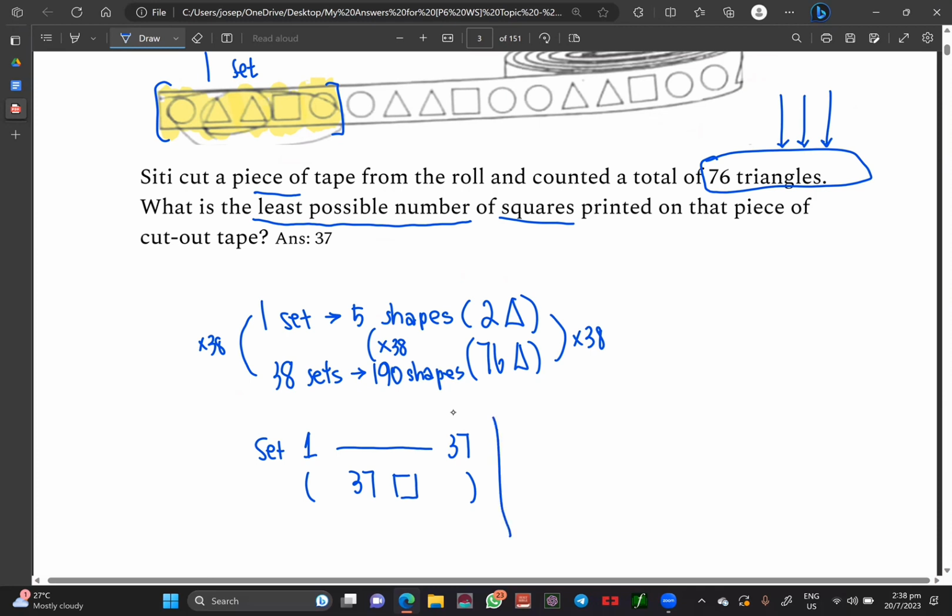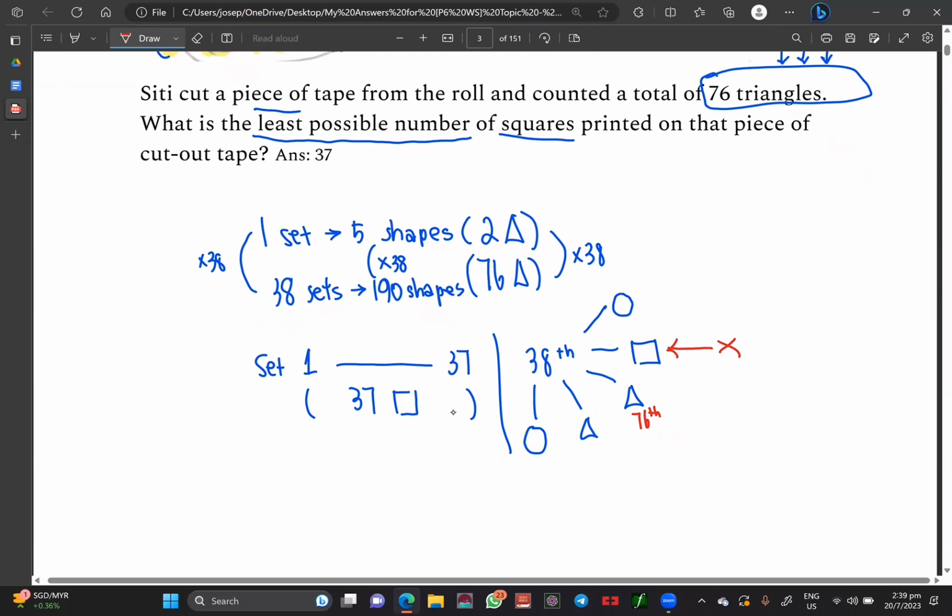Agree? Now, for the 38th set, I will have 5 shapes, which will be circle, triangle, triangle, square, circle. The question is asking you for the least, the lowest. Now, let me ask you a question. Do you need to have this square to have 76 triangles? No, because your 76th triangle is actually over here. Can you see that? So we actually don't need this at all. That is the reason why the least possible number is 37 squares in total.